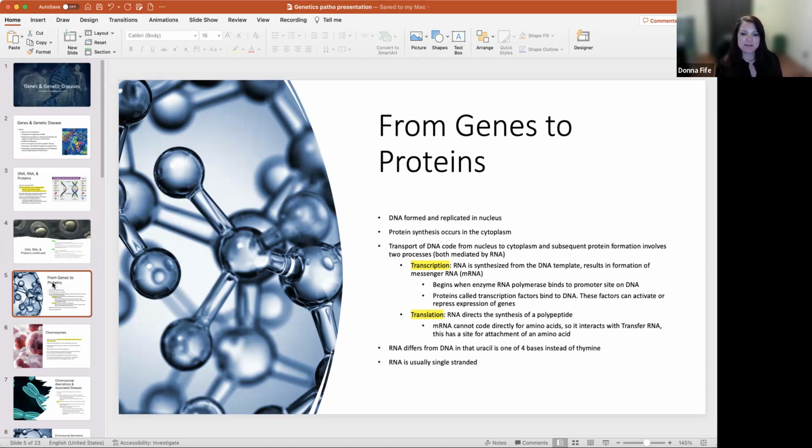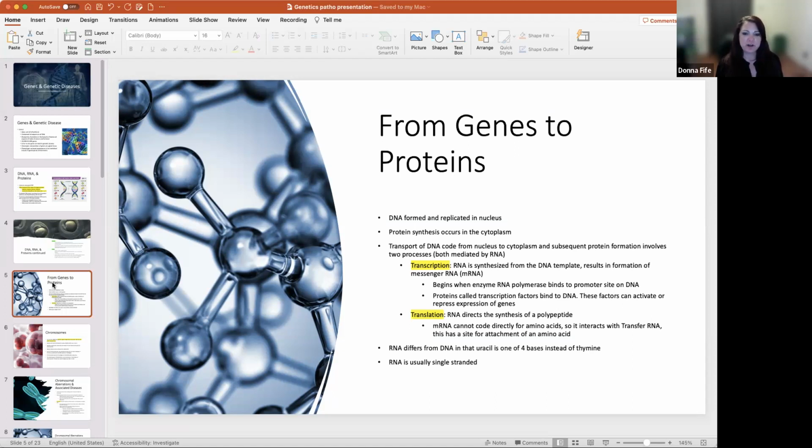Transcription. RNA is synthesized from the DNA template and results in formation of the messenger RNA, abbreviated mRNA. This begins when the enzyme RNA polymerase binds to promoter site on the DNA. Proteins called transcription factors bind to DNA, and these factors can activate or repress expression of genes.